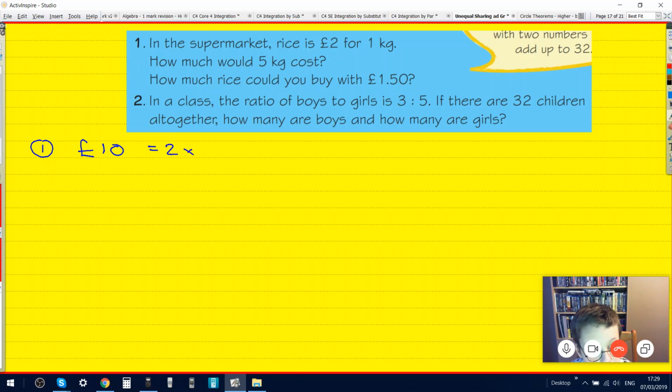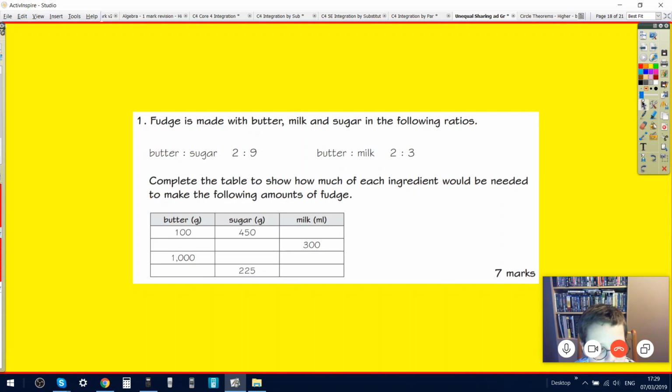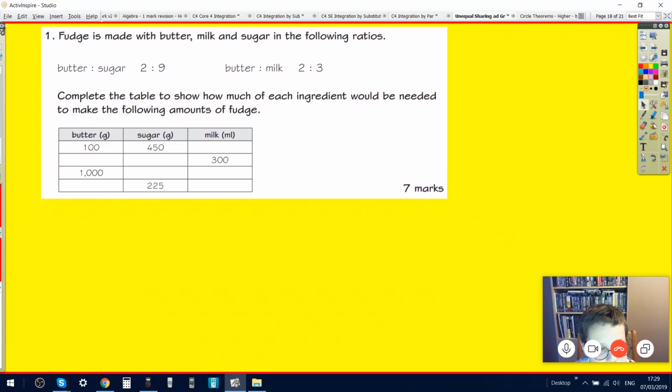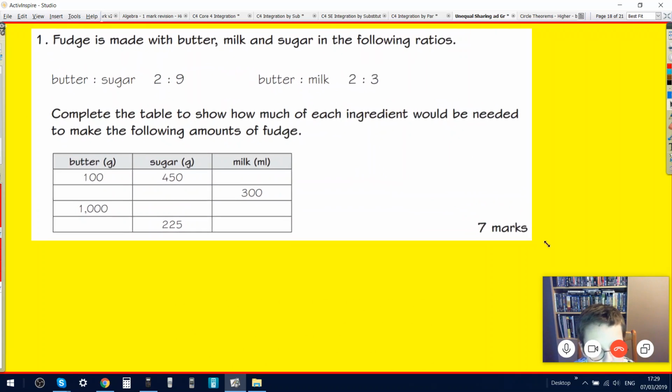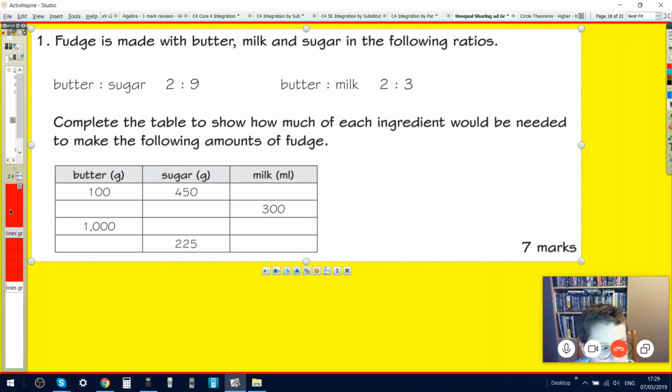That's why it's 2 times £5. How many by boys and how many girls? So that's very similar. Okay, question 5, 6, 7, 8. I think you're going to be okay for question 2. Okay, let's try this question 1.